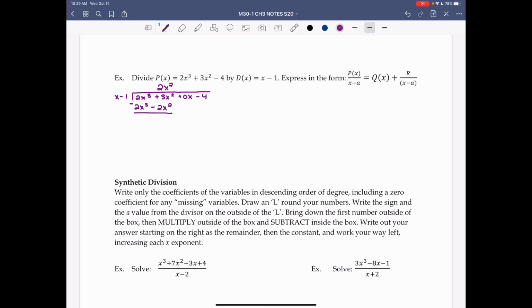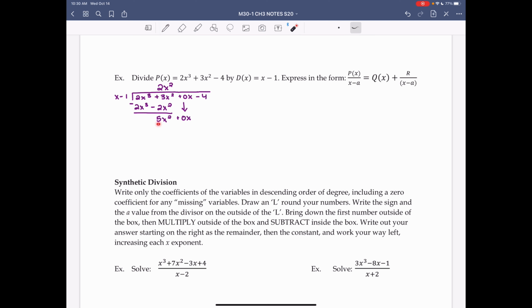The first difference needs to equal 0. 2x cubed minus 2x cubed, that's 0. The second one, 3x squared minus negative 2x squared, so that'd be 3x squared plus 2x squared, which is 5x squared. Then we want to bring down the next term, 5x squared plus 0x, and then start our process again.